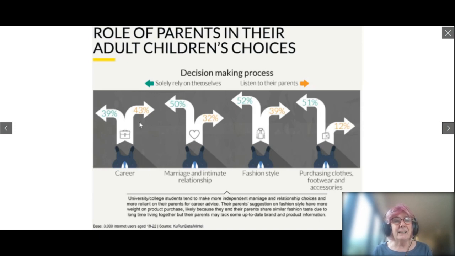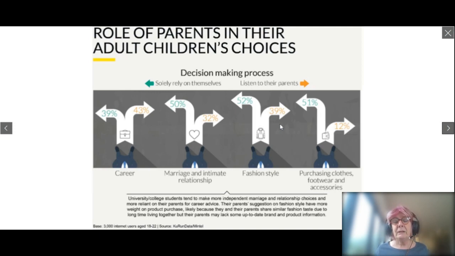When it comes to careers, more Chinese students are likely to listen to their parents than make their own decision all on their own. When we look at more consumer-led products like fashion and buying clothes and so on, the percentage of students who rely on themselves for that decision tends to be higher than those who listen to their parents, but parents are still important. So when it comes to fashion and style, 39% of Chinese students said they listen to their parents.